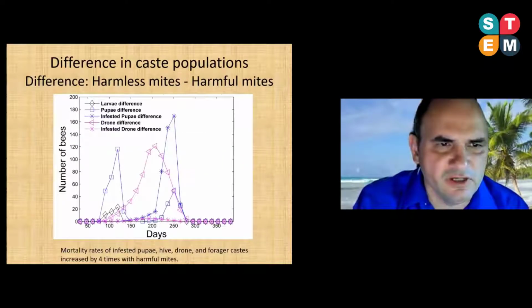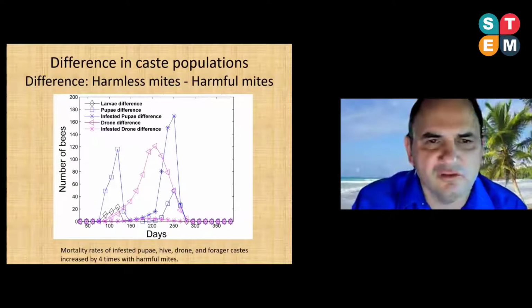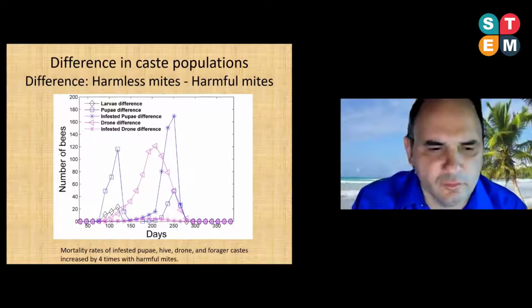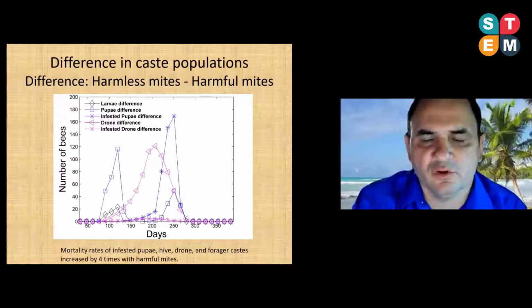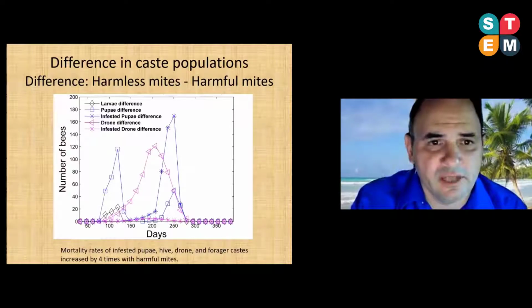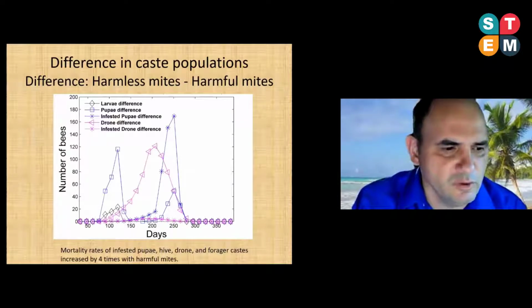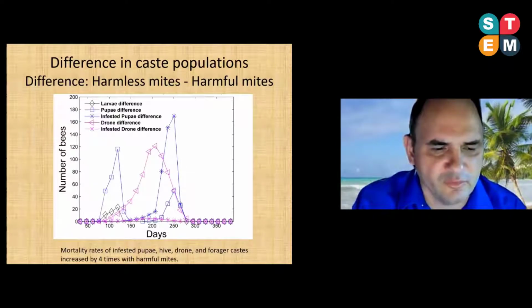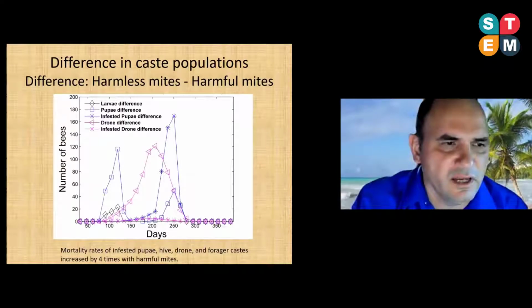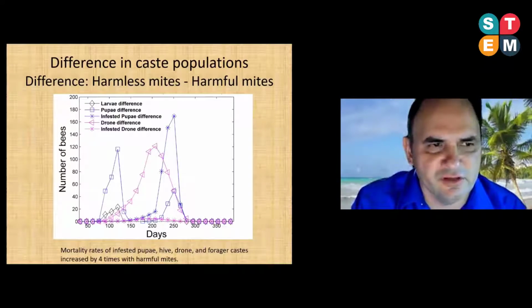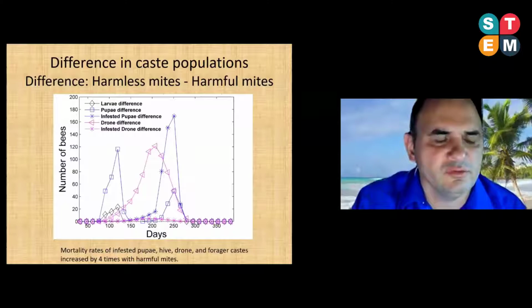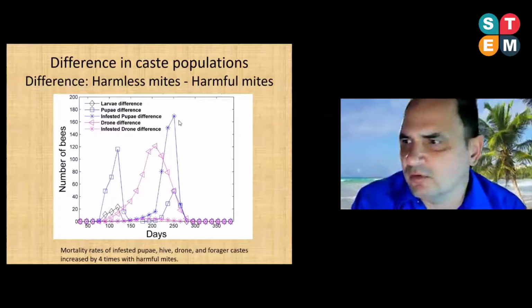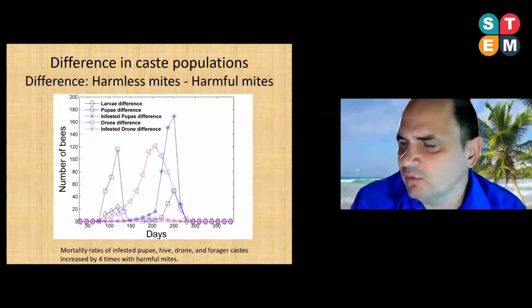In the next simulation, we actually allowed the mites to be harmful. So they increased the mortality of the caste. And in this simulation, the mortality rates in the infested pupae, hive, drone, and forager castes are increased by 4 times with the harmful mites. And what I'm plotting here is the difference, not just the total population, so the difference between the simulation with the harmless mites and the harmful mites.